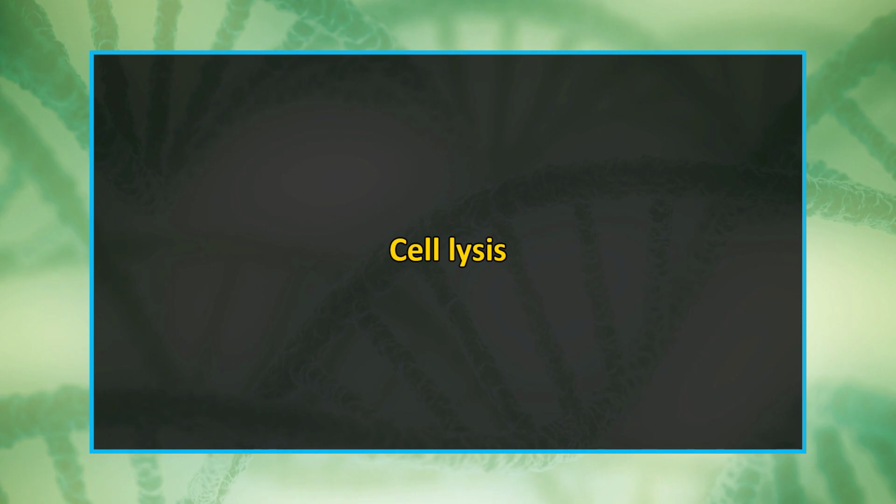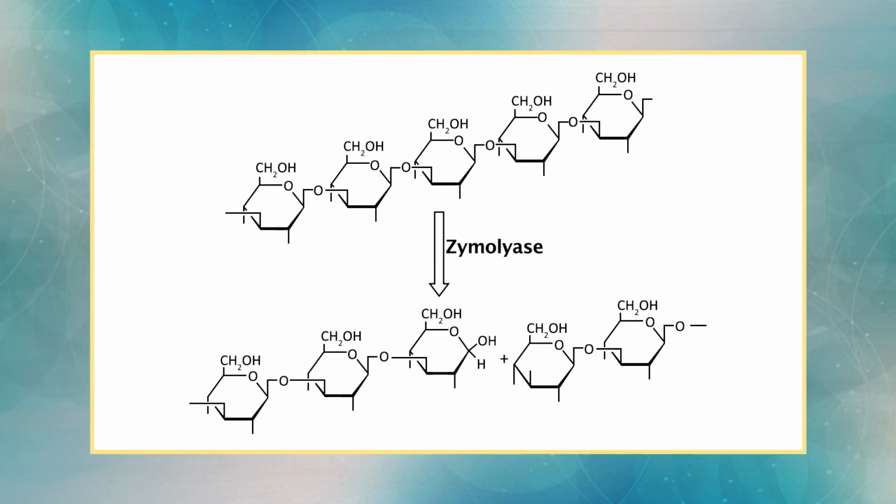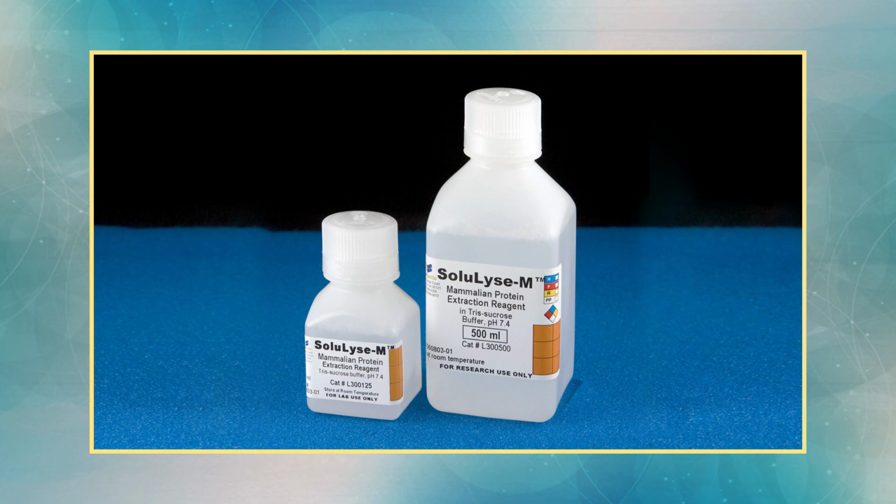Number 3, cell lysis. Yeast cells are normally protected by a thick cell wall, which makes extraction of cellular proteins difficult. Enzymatic digestion of the cell wall with zymolyase, creating spheroplasts, renders the cells vulnerable to easy lysis with detergents or rapid osmolar pressure changes.